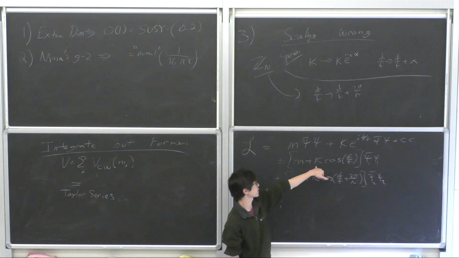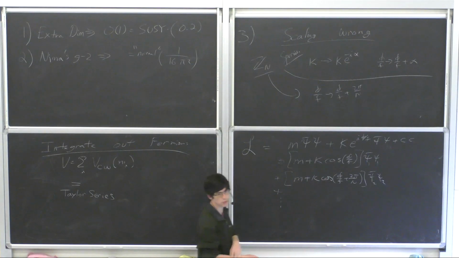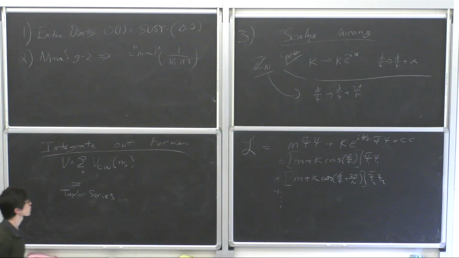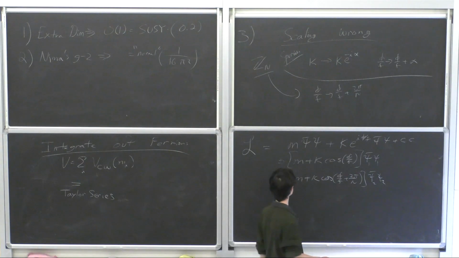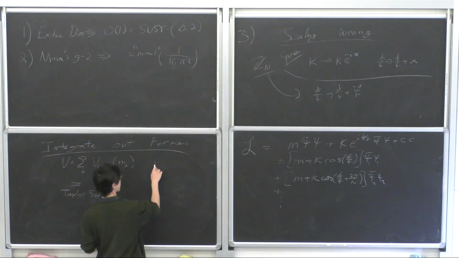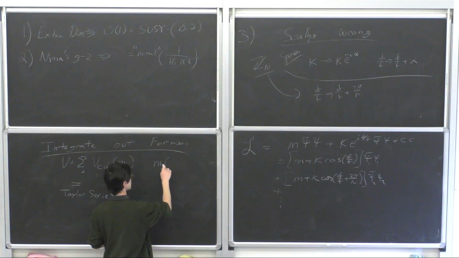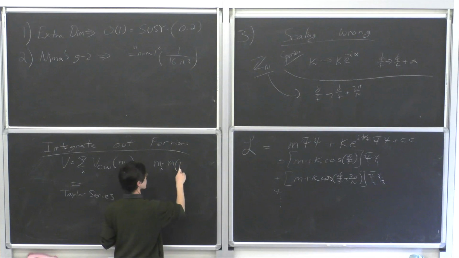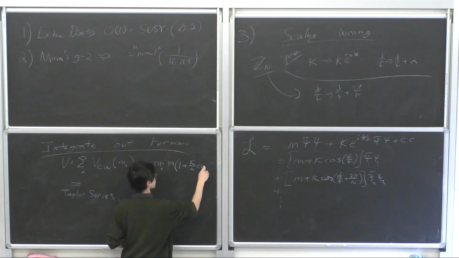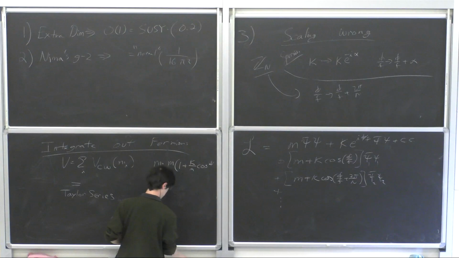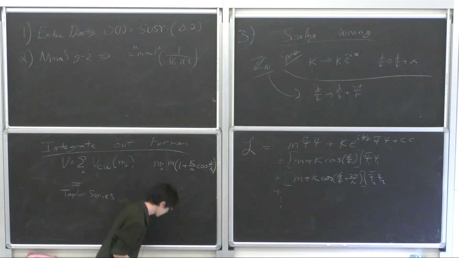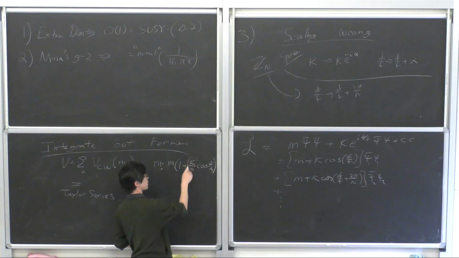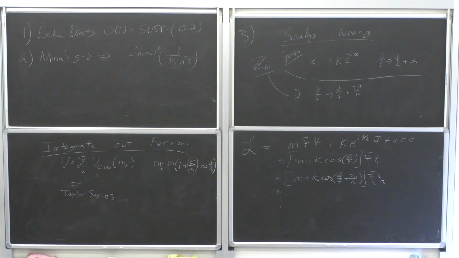We cannot Taylor series in kappa, right? You cannot do a Taylor series in dimensionful parameters. No dimensionful parameter is ever small. Only dimensionless guys are ever small. And so we're going to pull out a mass term here. So the m of the fermion is, pull out an m, 1 plus kappa over m times the cosine of phi. And here's our small dimensionless number that we can Taylor series in.